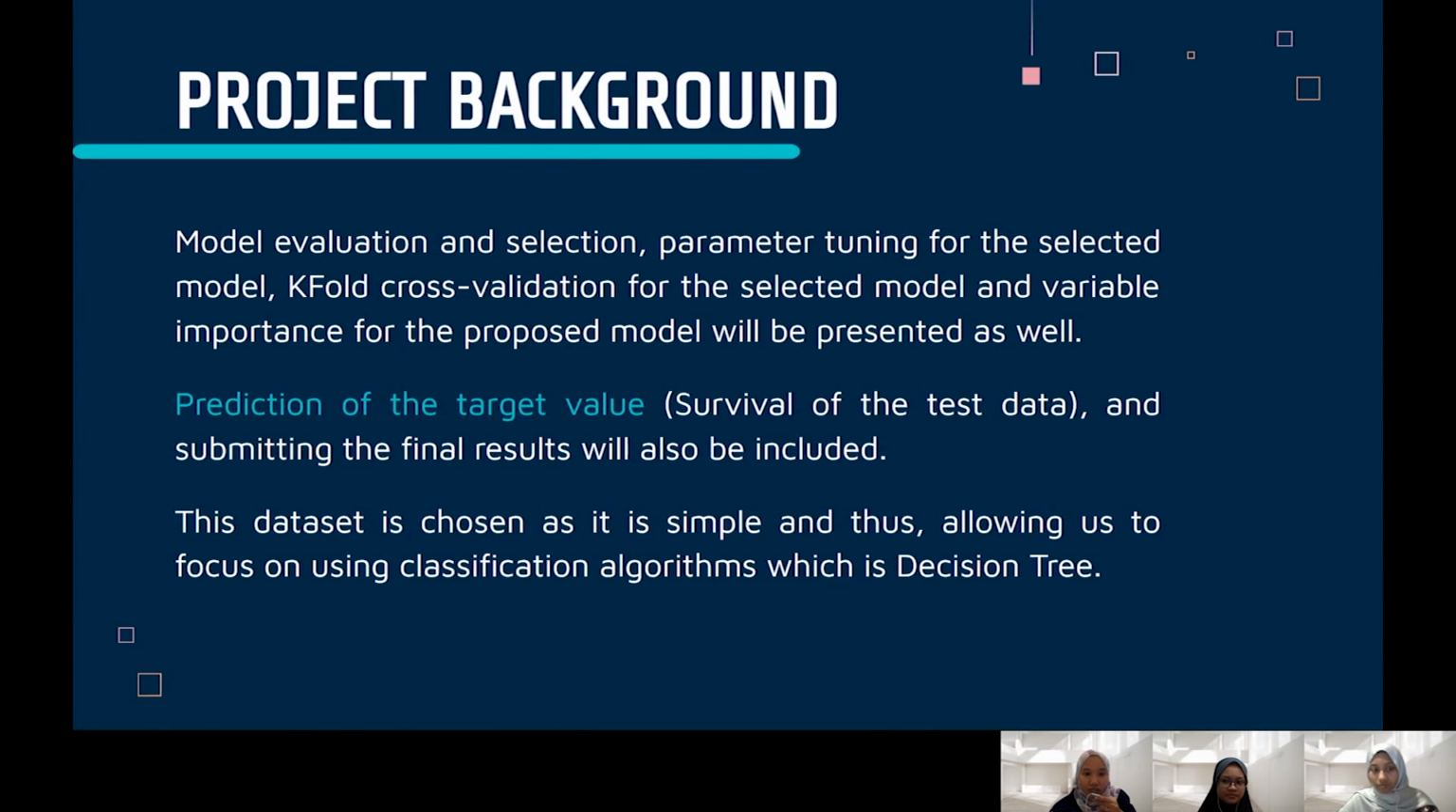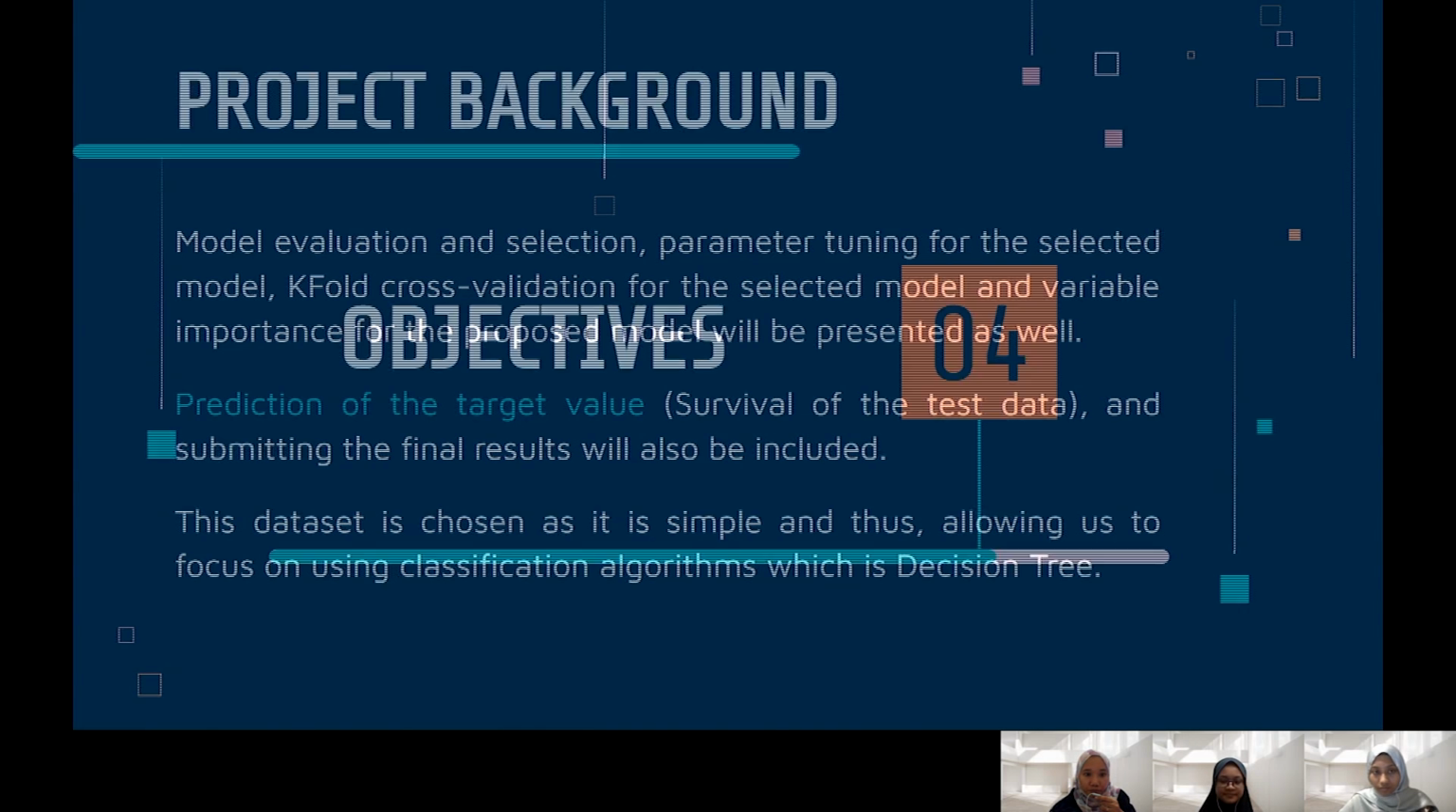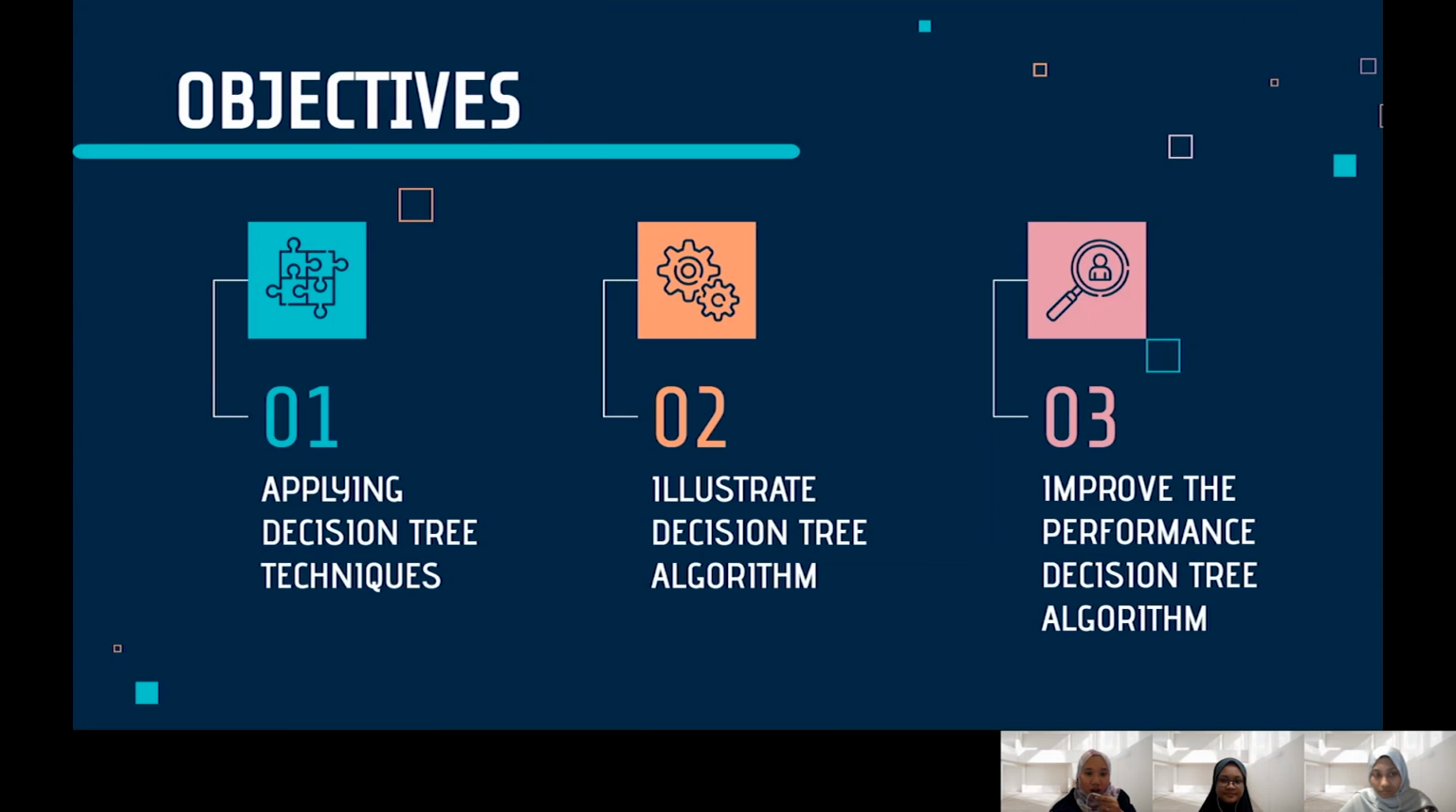This data is chosen as it is simple and thus allows us to focus on using a classification algorithm, which is the decision tree. We have three objectives. The first one is applying the decision tree technique, the second one is to illustrate the decision tree algorithm, and the third one is to improve the performance of the decision tree algorithm.